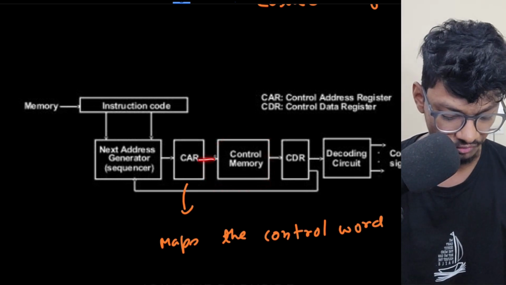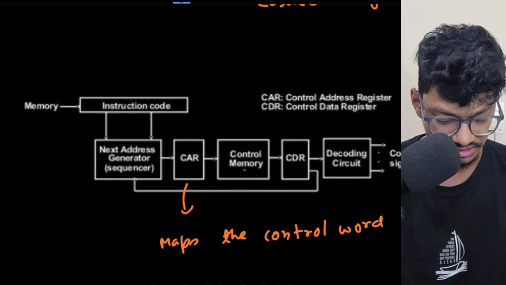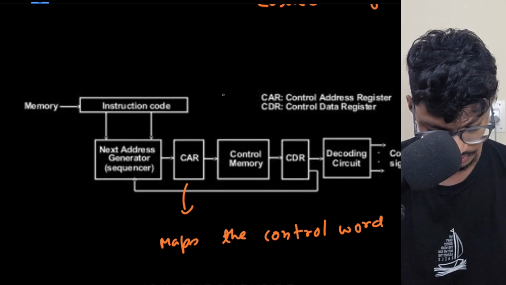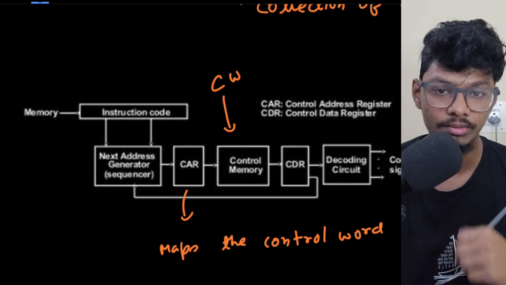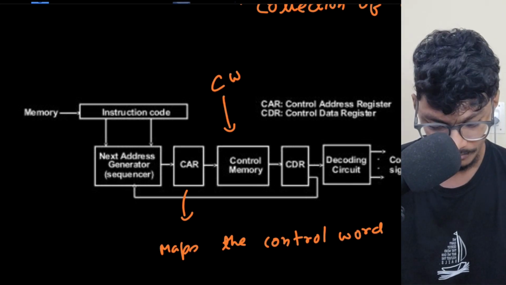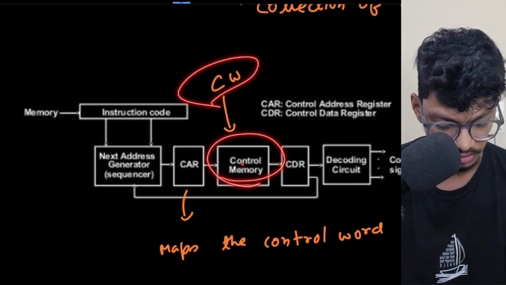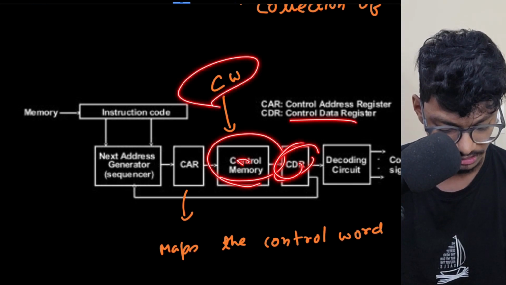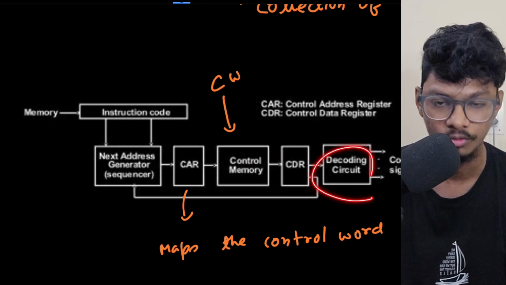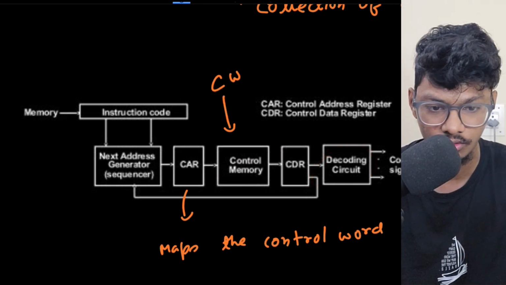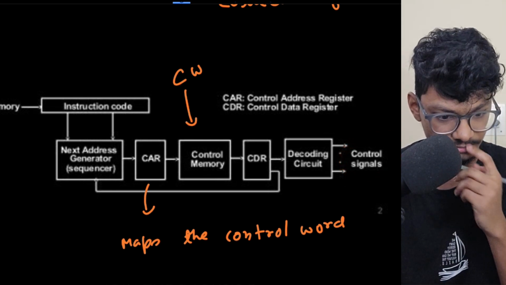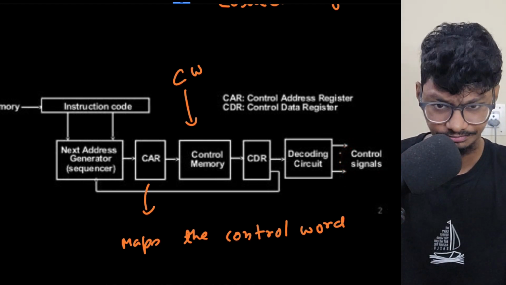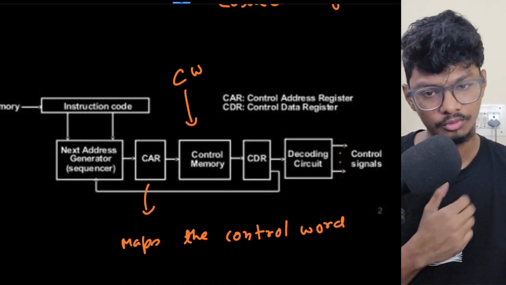Using the address, I know where that particular control word is present, so I will go to the control memory. Here in control memory, all the control words will be present, which generate a control signal, right? Then the control word gets copied to the control data register, and then we have a decoding circuit which decides which signal to turn on and off. Finally our control signal gets generated. So this is the sequence or flow of a microprogrammed control word.